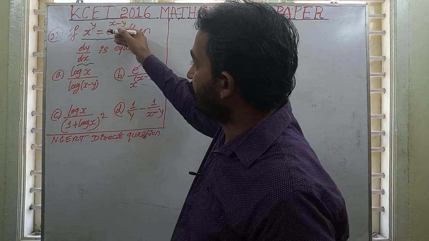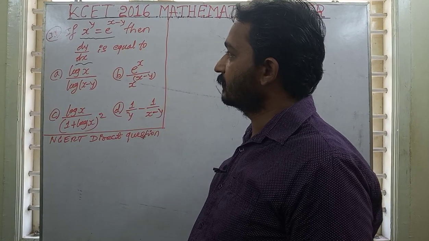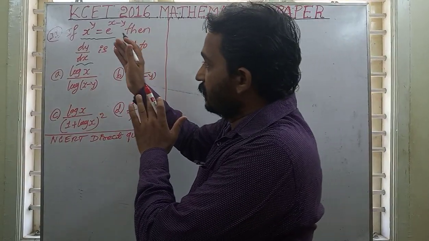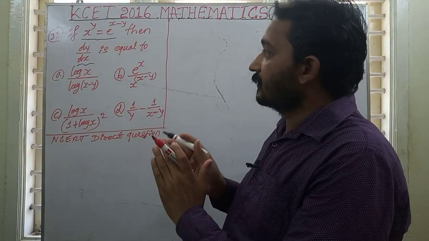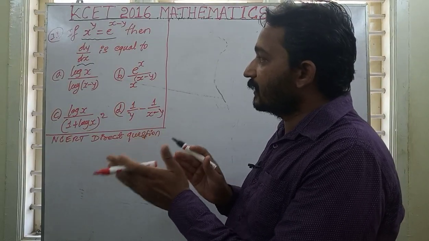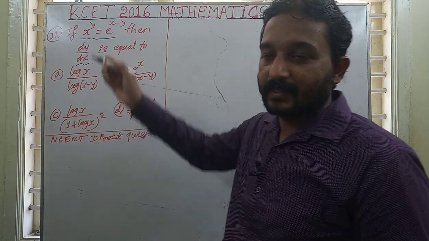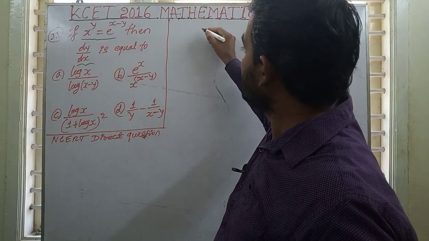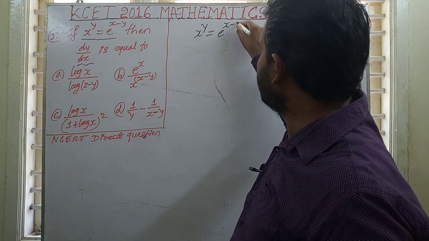If x to the power of y is equal to e to the power of x minus y is given, then find dy by dx. First we have to simplify this x to the power of y is equal to e to the power of x minus y. Simplify y in terms of x and then differentiate, and we get the required answer. Now let us take the given data in this question. So what is the given data? x to the power of y equals e to the power of x minus y.